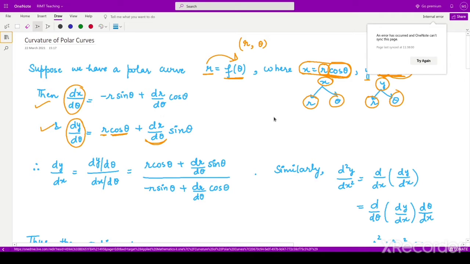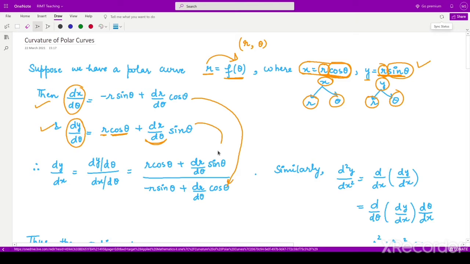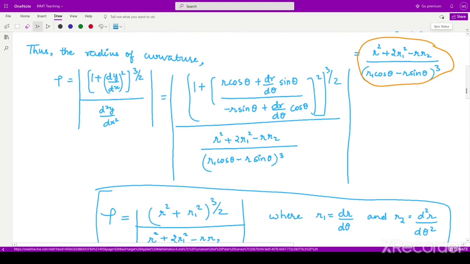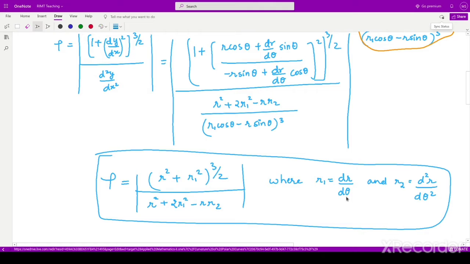So we have to calculate this dy upon dx, which is calculated using dy by d theta and dx by d theta. So we have this dx by d theta and dy by d theta with us. We can substitute the values here. So this goes here, this goes here. And similarly we can find the double derivative. The double derivative is calculated by taking the derivative of this term. So it would be this after simplification, where r1 is dr by d theta and r2 is d2r by d theta 2.